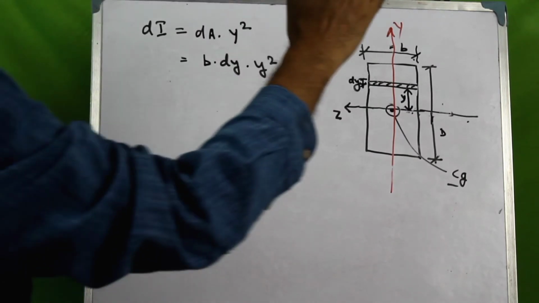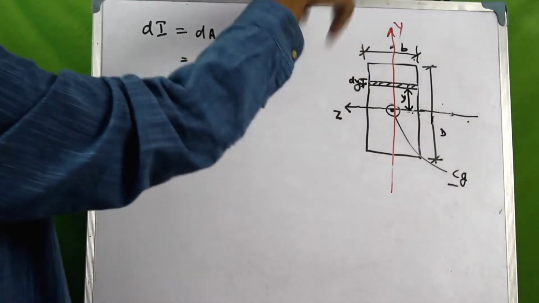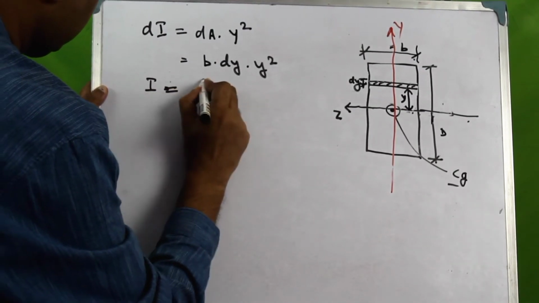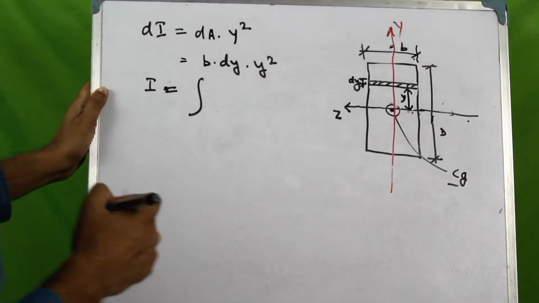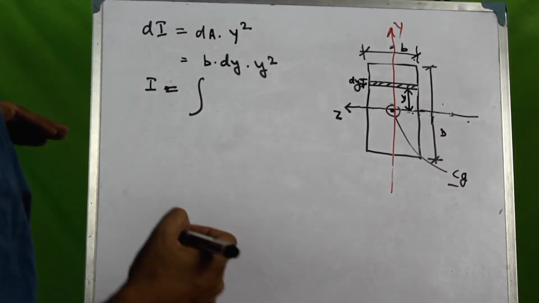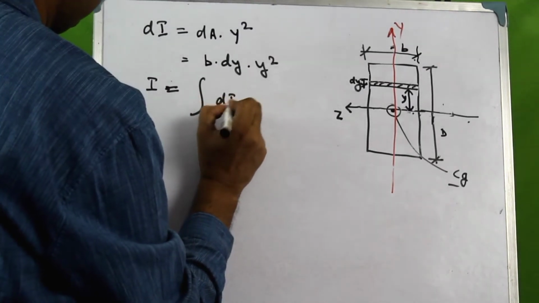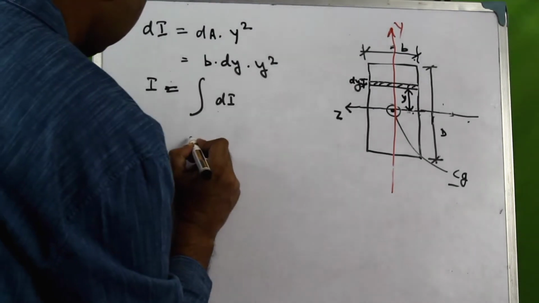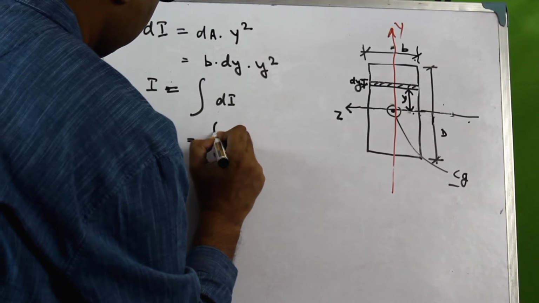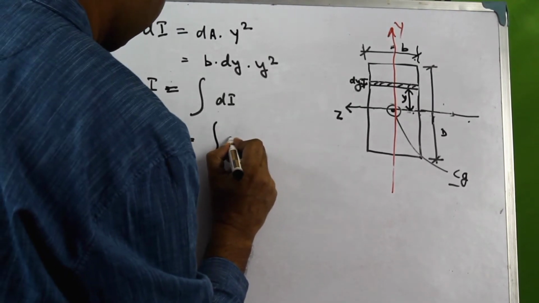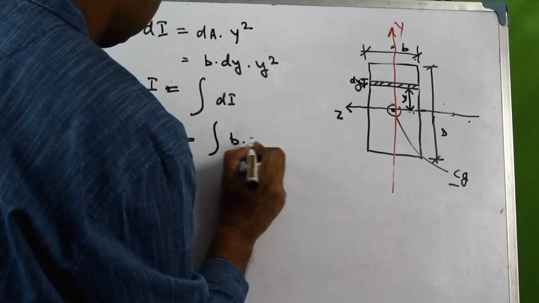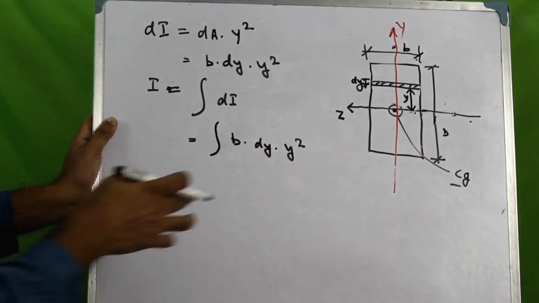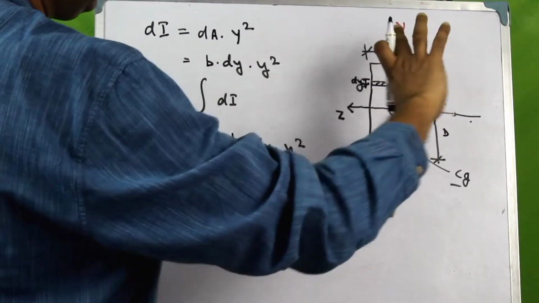So to calculate the moment of inertia of the whole rectangular cross section, we would need to integrate the elemental strip dI. And how can we do that? By substituting, and the y would vary. So this is d, right?